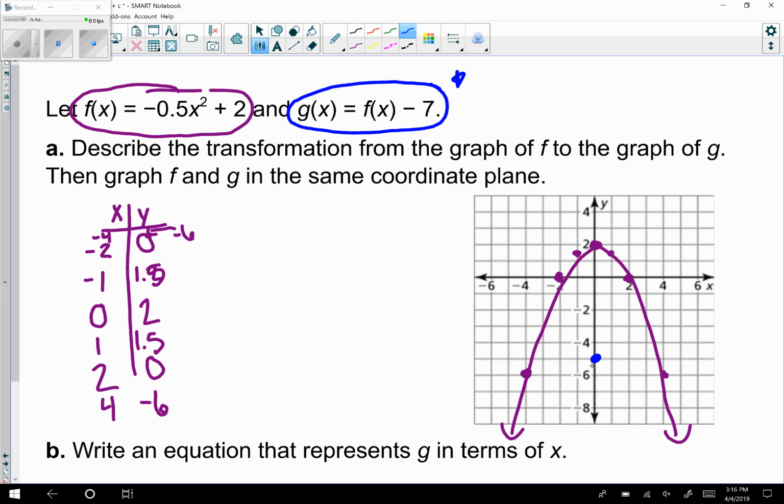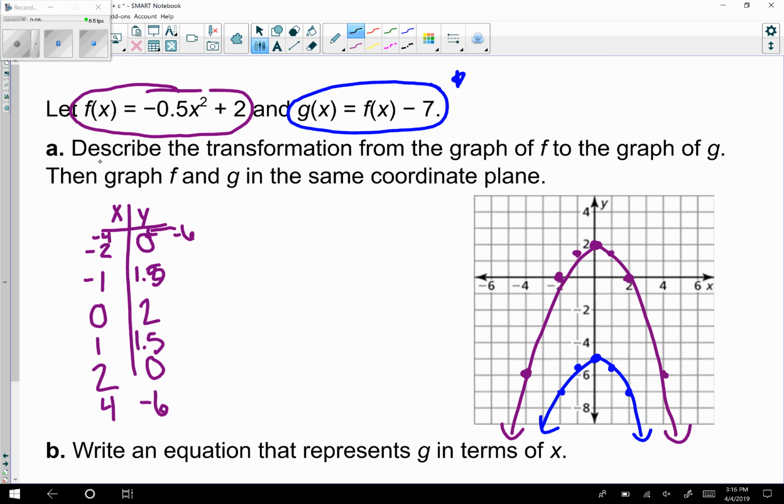Whoops, down half over 1. So down half over 1. And then if I go, let's see, over 2, then that would be down 2. Over 2, down 2. Okay. So there is that new function. So that g of x I have drawn in blue.